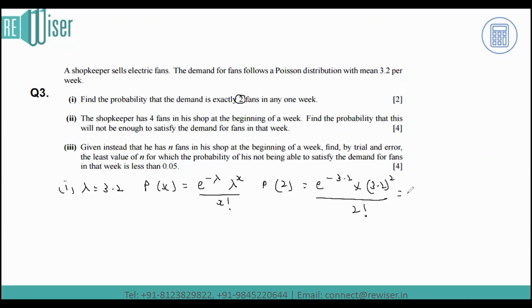So if we solve this out, the answer for this question is 0.209. That's the answer for the first part of the question.